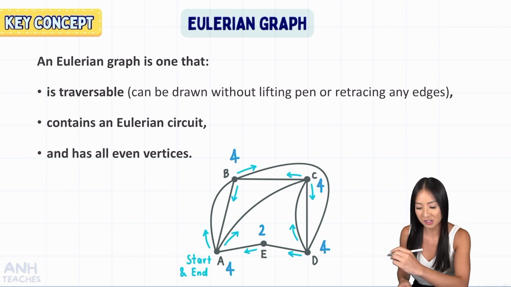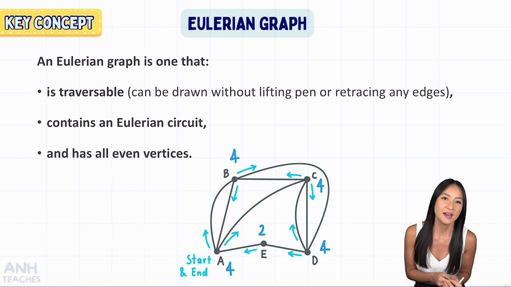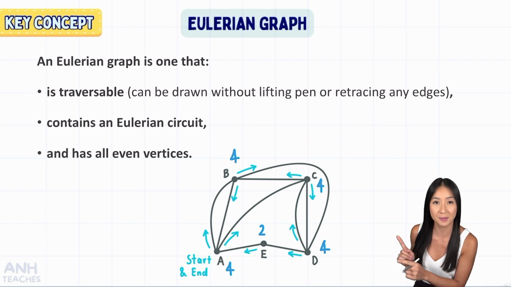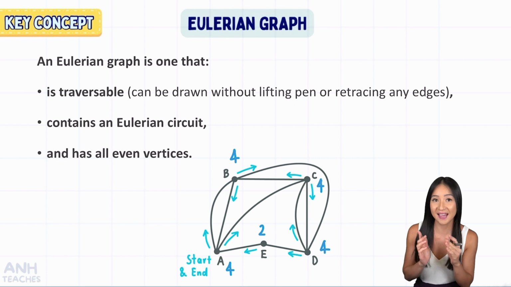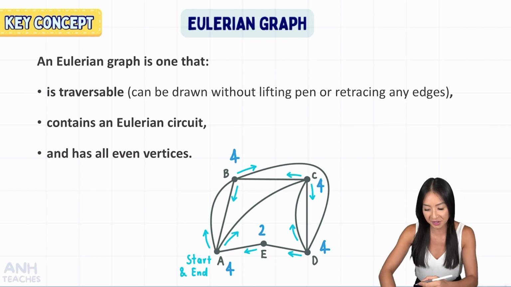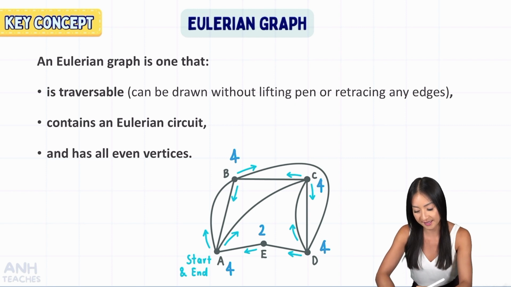Now I'm going to switch to my highlighter to show you the Eulerian circuit. Now, with a semi-Eulerian graph, the two odd vertices are the beginning and the end of the semi-Eulerian trail. In an Eulerian graph, you can start and end at any vertex because they're all even. So I have just chosen to start with vertex A in this case.